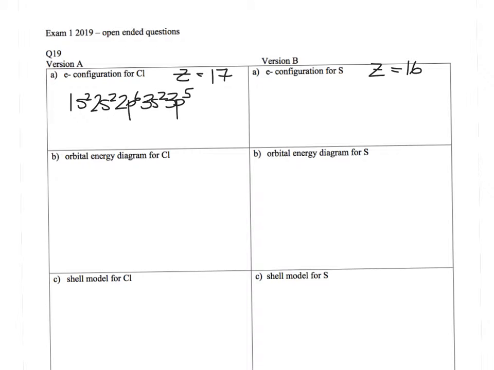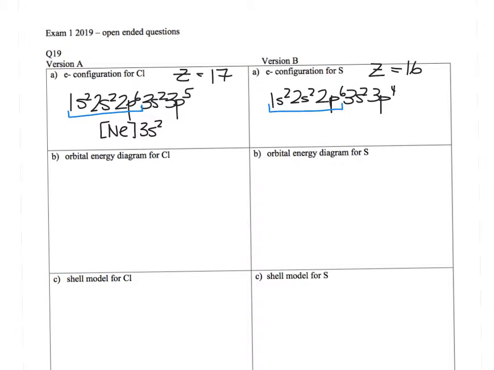Sulfur has one fewer electron, so it's going to be 1s2, 2s2, 2p6, 3s2, 3p4. Now for either one of these, you could identify that this first part of this is actually a neon core. So you could also have written neon 3s2, 3p5, or neon 3s2, 3p4.